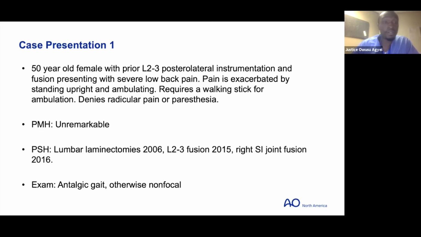The first case is a 50-year-old female who presented to us after multiple lumbar surgeries, with the last one being L2 to 3 fusion in 2015. She came to us with severe low back pain. Her pain was exacerbated by standing upright and ambulating, and she got to a point where she required a walking stick for ambulation. She denied any radicular pain or paresthesias. Her past medical history was unremarkable, and as I said before, she had multiple lumbar surgeries. On exam, she was non-focal, but did have antalgic gait.